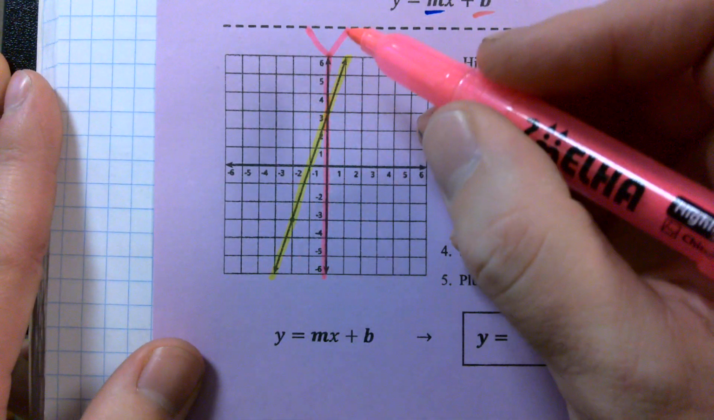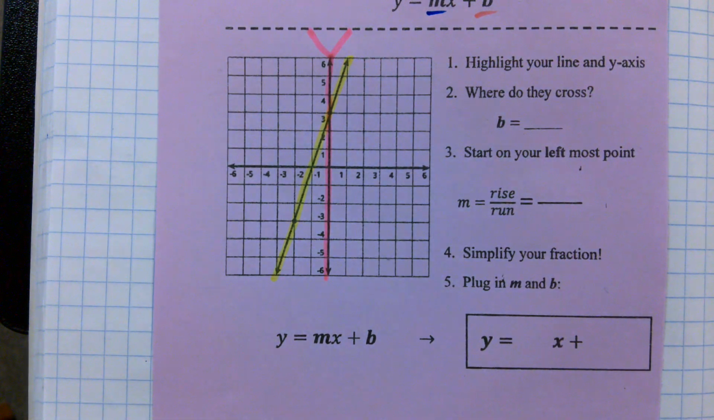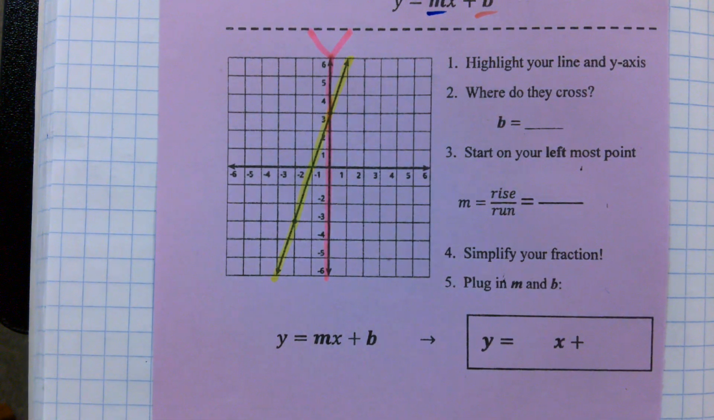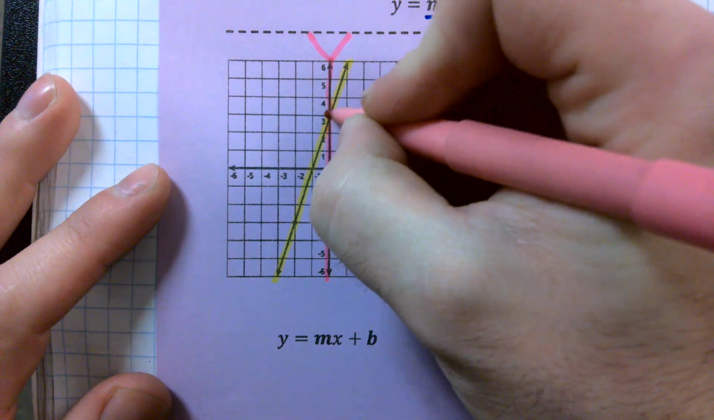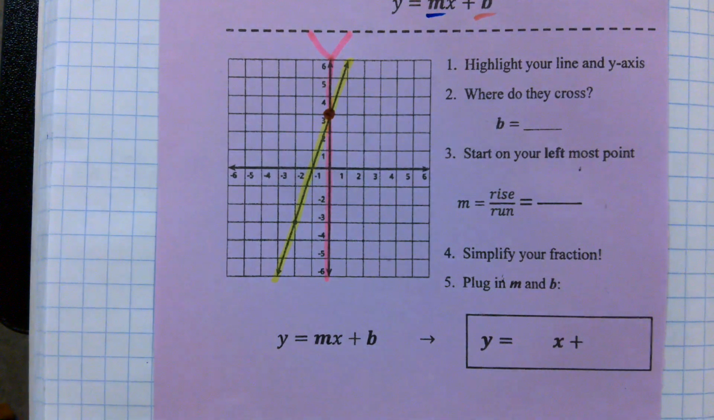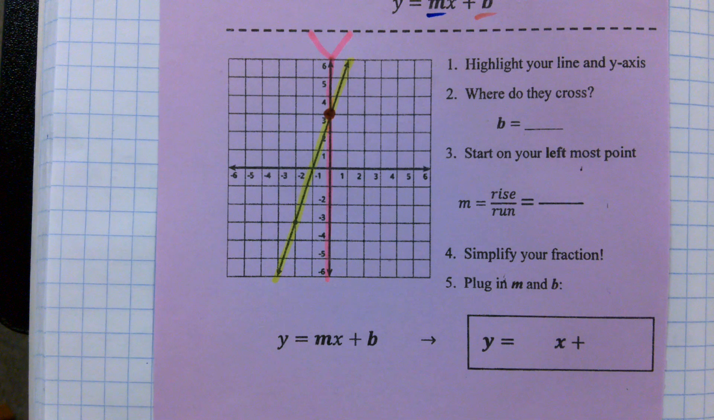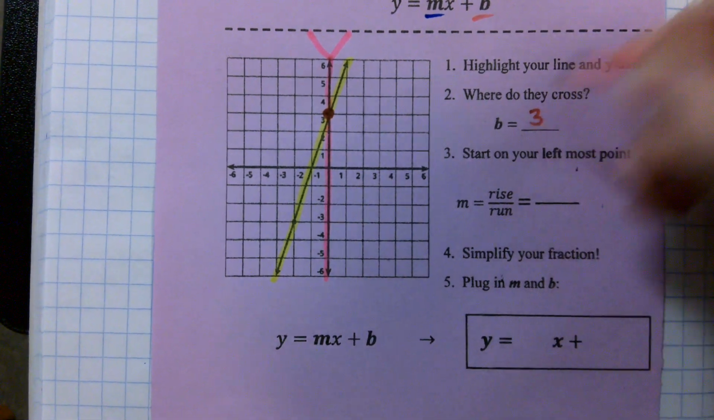I've got my yellow line. Where do those two highlighted lines cross? Where do they intersect? Raya? At 3. Boom, right there. I'm going to make a nice big dot right there at 3. So what is my b equal to? 3. It's that easy.